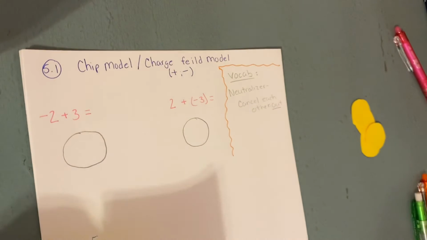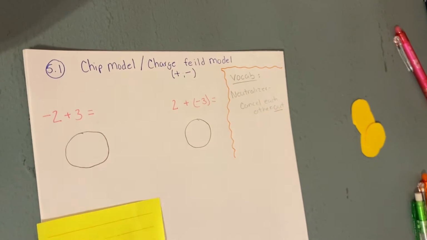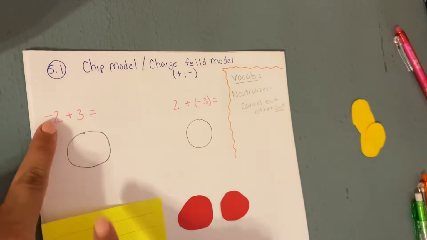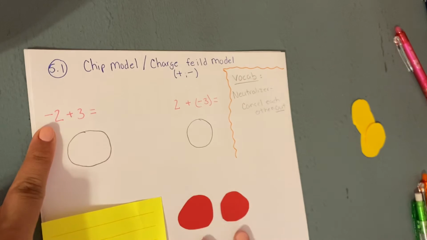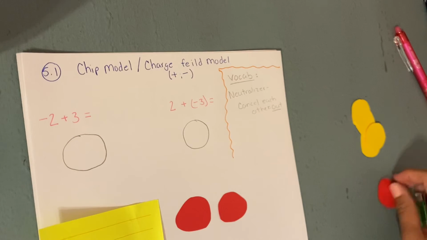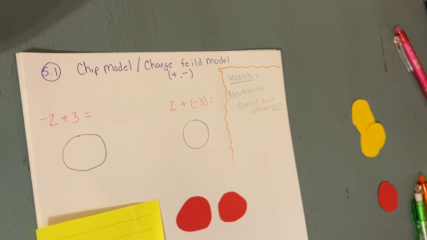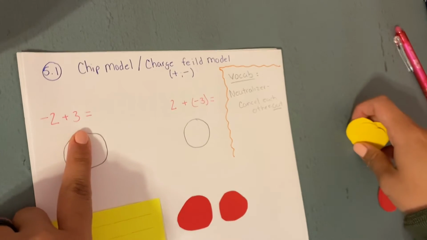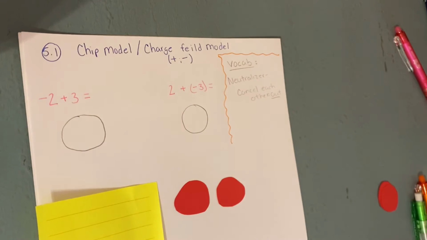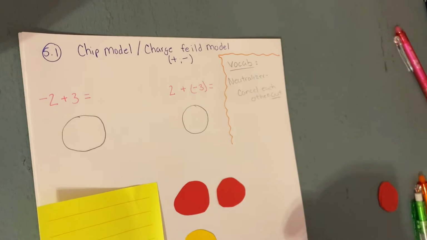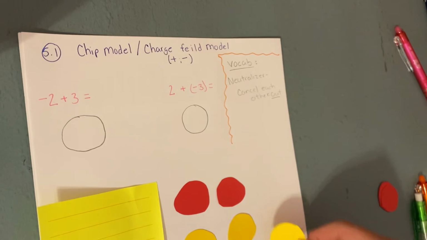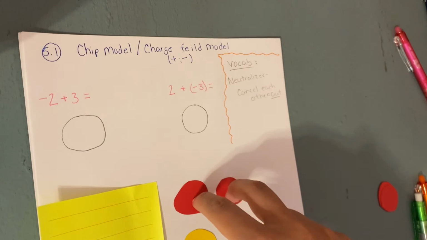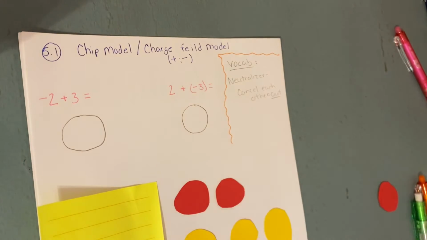I'm going to cover this one so we don't get confused. So we're going to start off with 2 red, indicating that it's the -2. And then it's asking us to add 3 positive chips. So we're going to add 1, 2, and 3. We have our 2 negative and our 3 positive shown in the model.